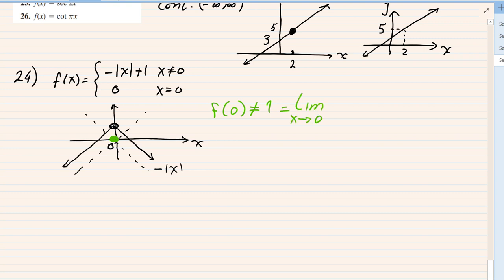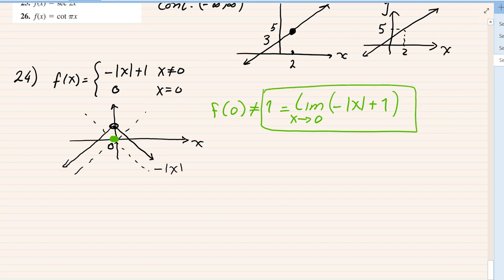Remember the definition of continuity at a point. A function is continuous at a point if f at a is equal to the limit as x approaches a of f of x. Well, the limit is 1, right? The limit is 1, but f at 0 is 0, right? 0 does not equal 1. So this one is discontinuous at x equals 0.